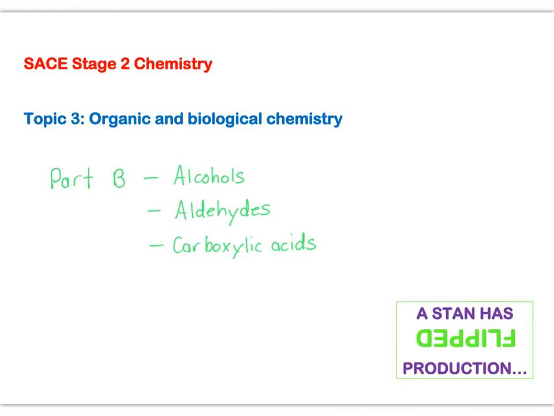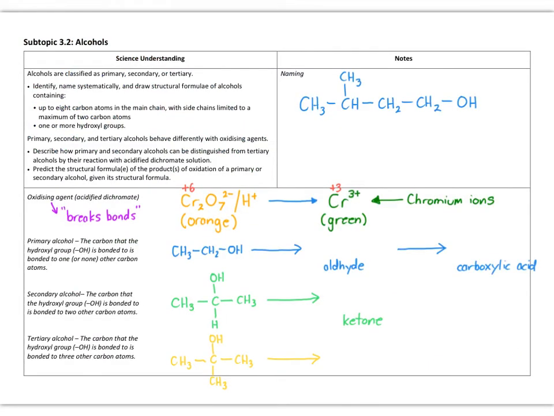Okay, in part B of organic and biological chemistry, we're going to look at alcohols, aldehydes, and carboxylic acids. Let's get into it. Let's start looking at alcohols.